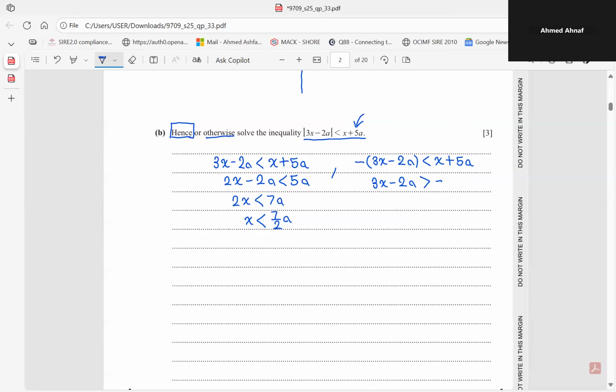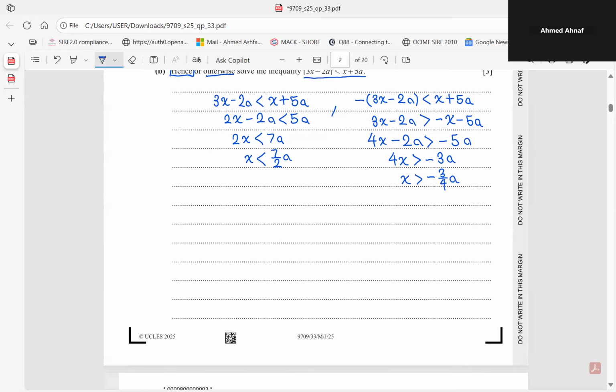It's supposed to be x minus 5a because you're supposed to divide it on both sides. Okay, so add x to both sides, you'll get 4x minus 2a is more than minus 5a. And then add 2a, you'll get 4x more than minus 3a. And then this would give you x is more than minus 3 over 4a.